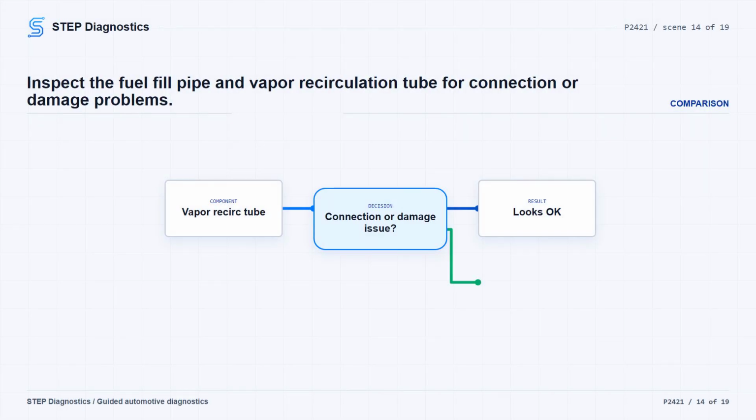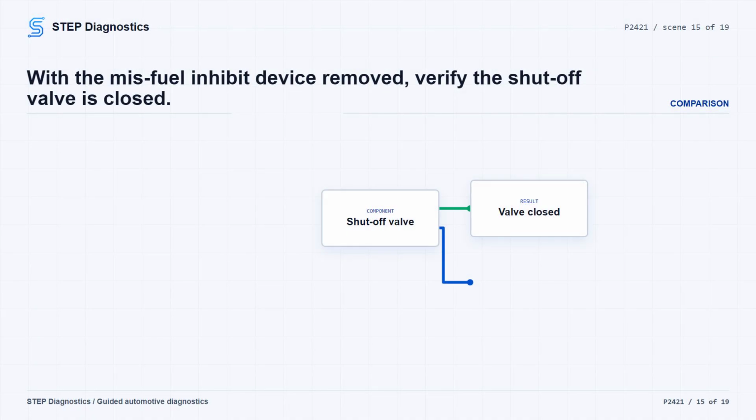If the earlier EVAP checks pass, inspect the fuel fill pipe and the fuel tank vapor recirculation tube. Check for poor connections or damage. The expected result is that the connections are okay and there is no damage. If this inspection is abnormal, the problem is with the fuel fill pipe and/or the fuel tank vapor recirculation tube. Next, with the misfuel inhibit device removed, visually inspect that the shut-off valve is closed. If it is not closed, the problem is with the main flap unit.